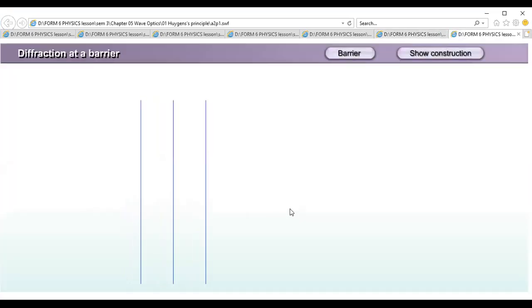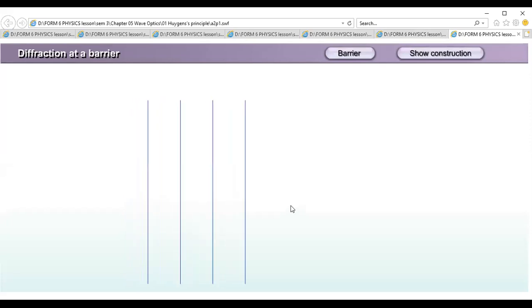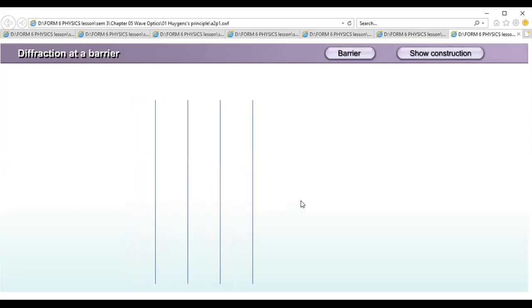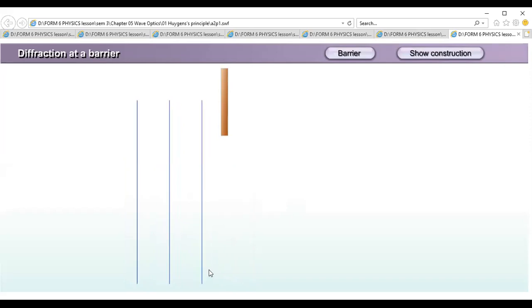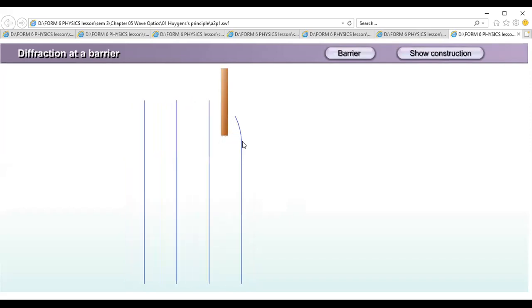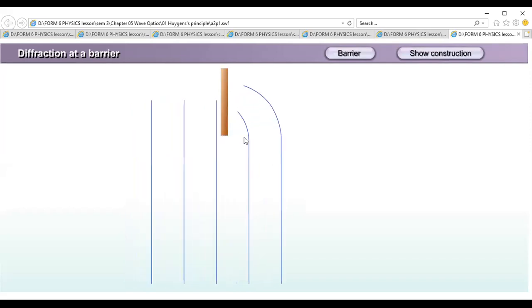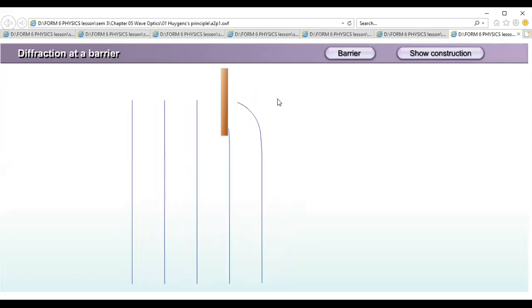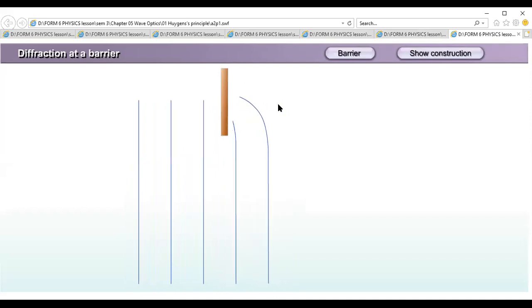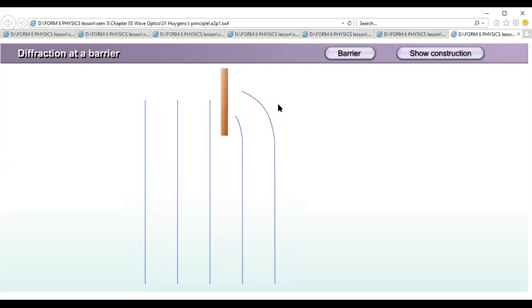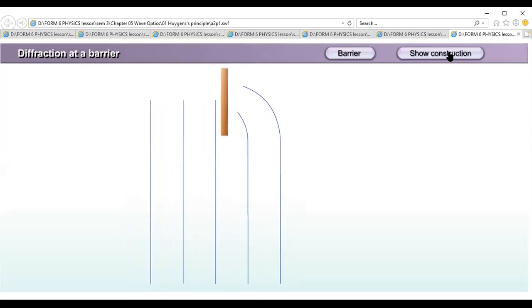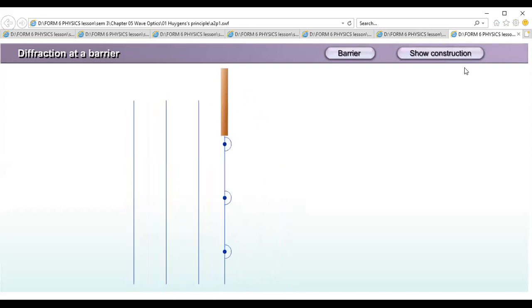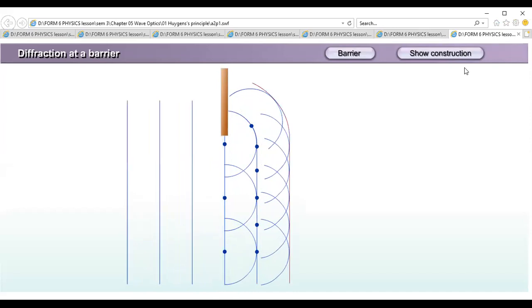Next, let's look at diffraction at a barrier. The direction of the wave at a barrier means the wave will bend. This bending of the wavelets is due to the diffraction of the wave. So we show the construction of how the wave is repeated and produced.